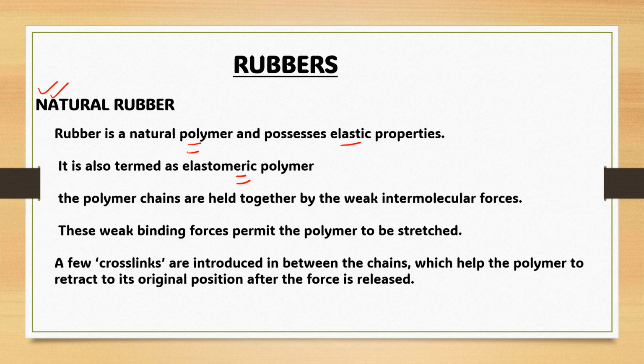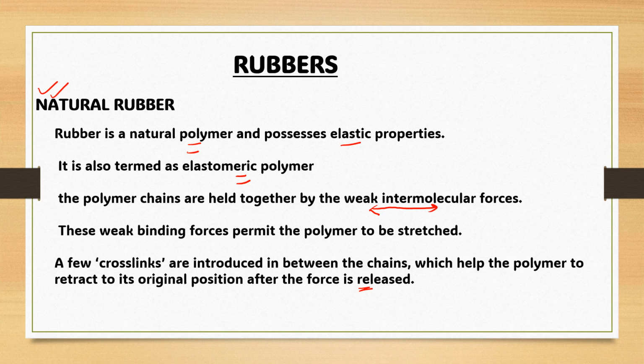So, in this polymer, chains are held together by weak intermolecular forces. Because the intermolecular forces are weak, that is why the rubbers possess elastic properties. A few cross links are introduced in between the chain, which helps the polymer to retract its original position after the force is released. This is about the natural polymer.